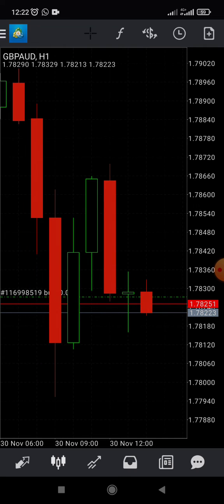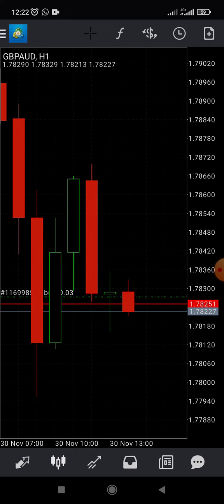So take note. If you are buying, you'll be buying at the red line. If you are selling, you'll be selling at the ash line. So the difference between the two lines is the spread, which is the charge your broker is charging you, or the commission your broker is taking from you. And the difference between these two is just 3 pips.